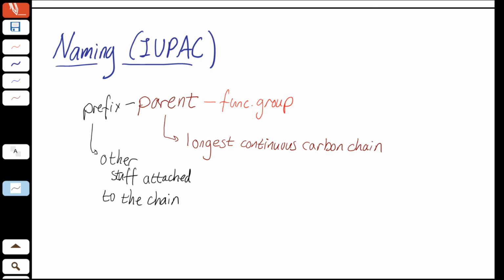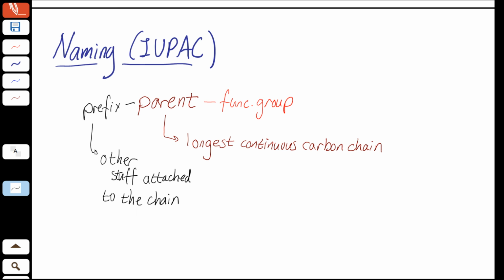Our other stuff attached to the chain is going to be a little bit trickier. So it's going to add yl, but I think it makes more sense to look at this in some examples rather than just write down a bunch of rules that don't make a whole lot of sense. So let's take a look at some of these structures and talk about how we would write their names in this format.